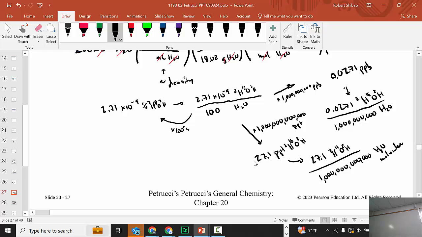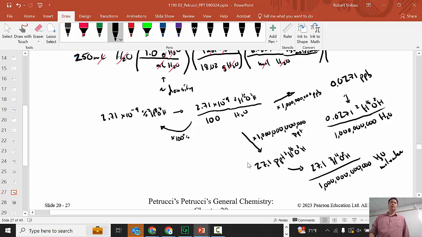Would you prefer we do it like that rather than just dividing 2.71 times 10 to the negative 9 by 100? Like, do you want us to convert it to parts per trillion? No, you don't have to do that, but you have to be familiar with expressing things in terms of percent, parts per million, parts per billion, parts per trillion, and then just be able to interconvert.